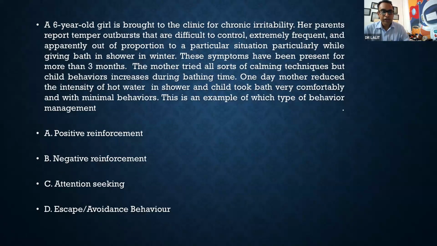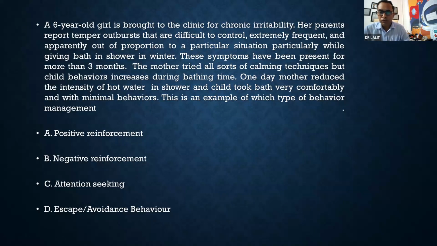A 6-year-old child, again on behavior. A 6-year-old girl is brought to the clinic for chronic irritability. Her parents report temper outbursts that are difficult to control, extremely frequent, and apparently out of proportion to a particular situation, particularly while giving a bath in the shower in winter. The mother says these symptoms have been present for more than 3 months. Whenever she gives a shower to the child in the winters, she throws a lot of outbursts, tantrums, and all sorts of behaviors. The mother tried all sorts of calming techniques, but the child's behavior increases during bathing time.